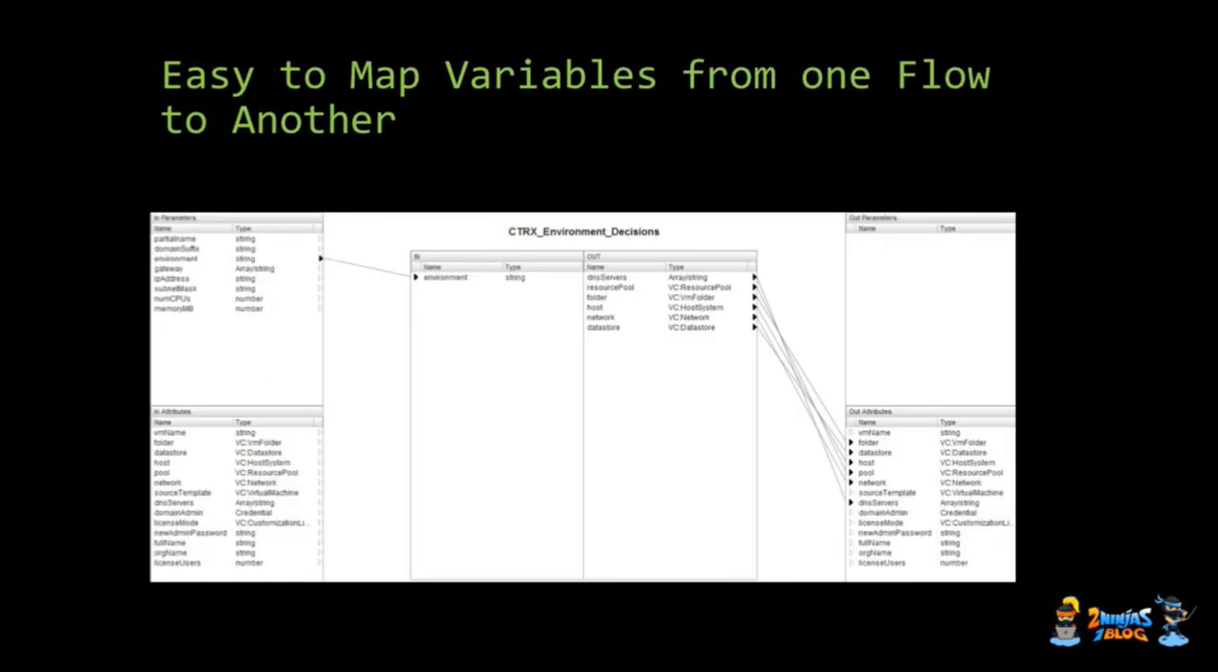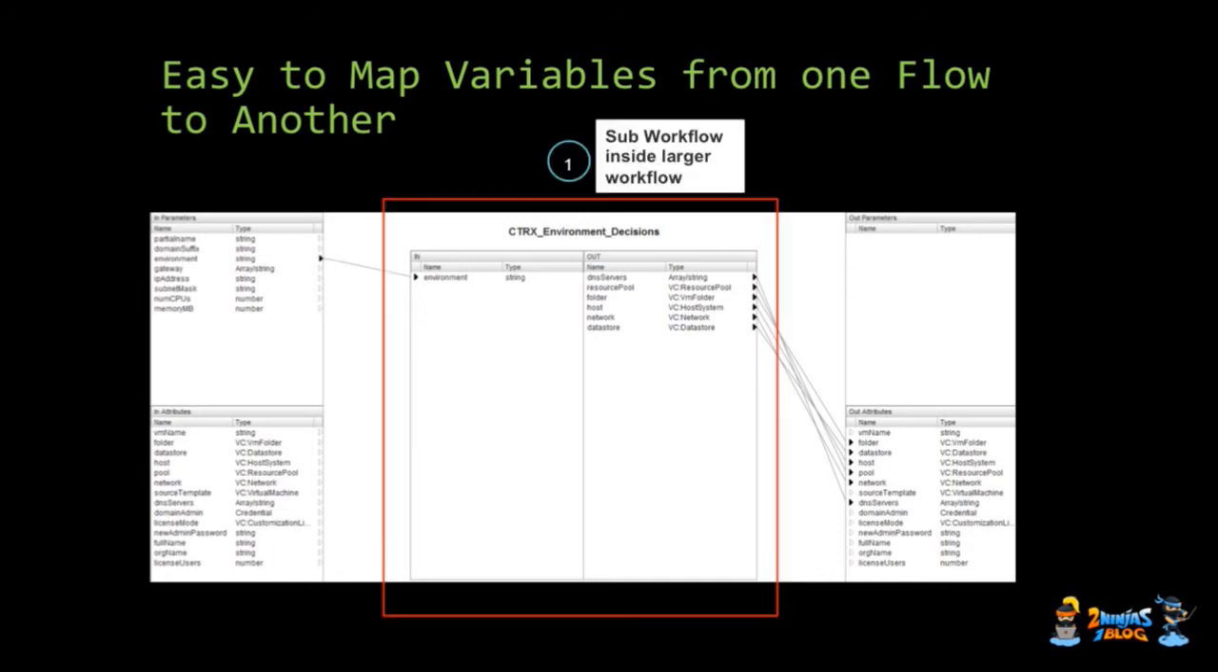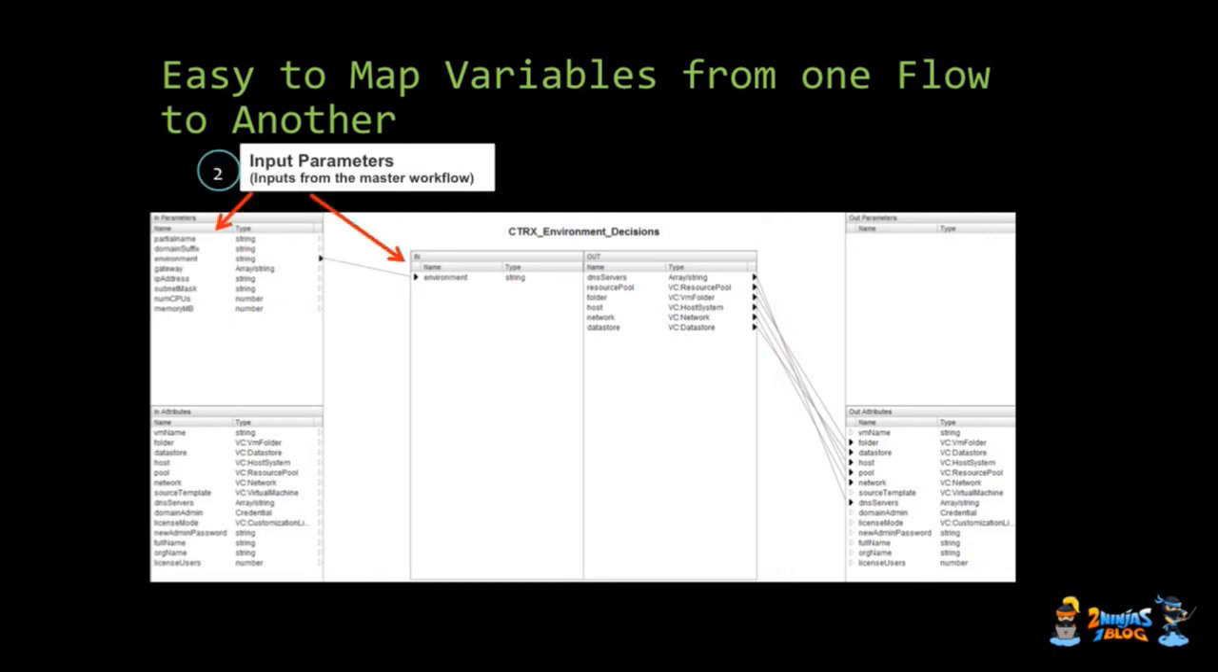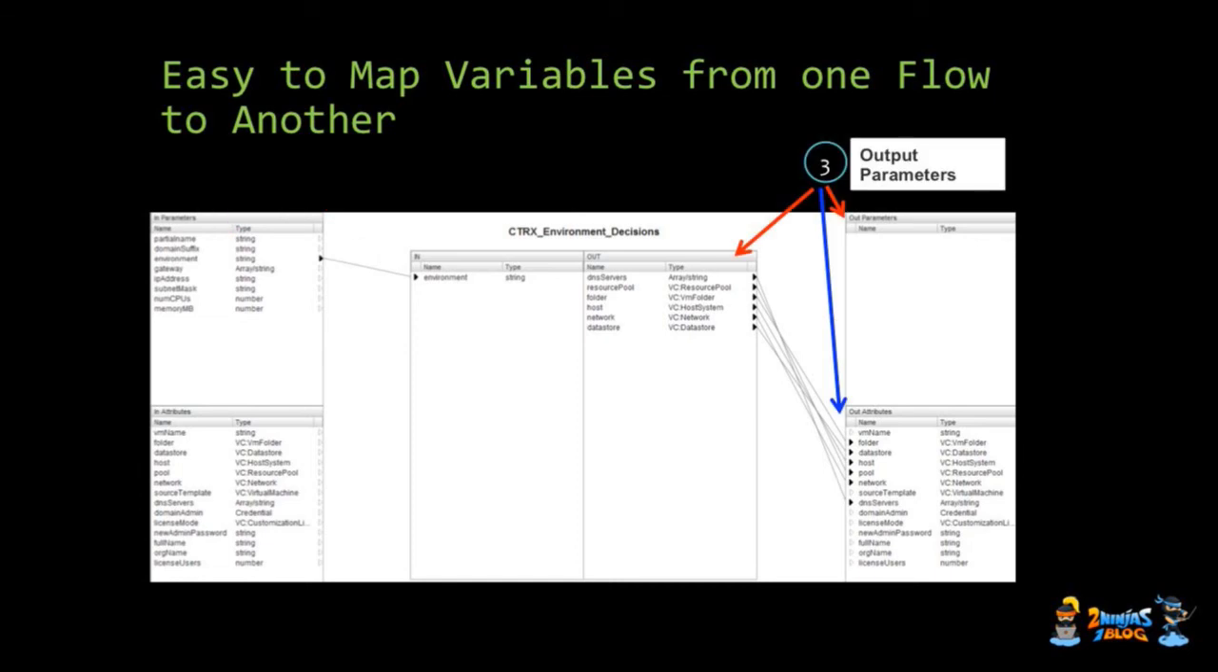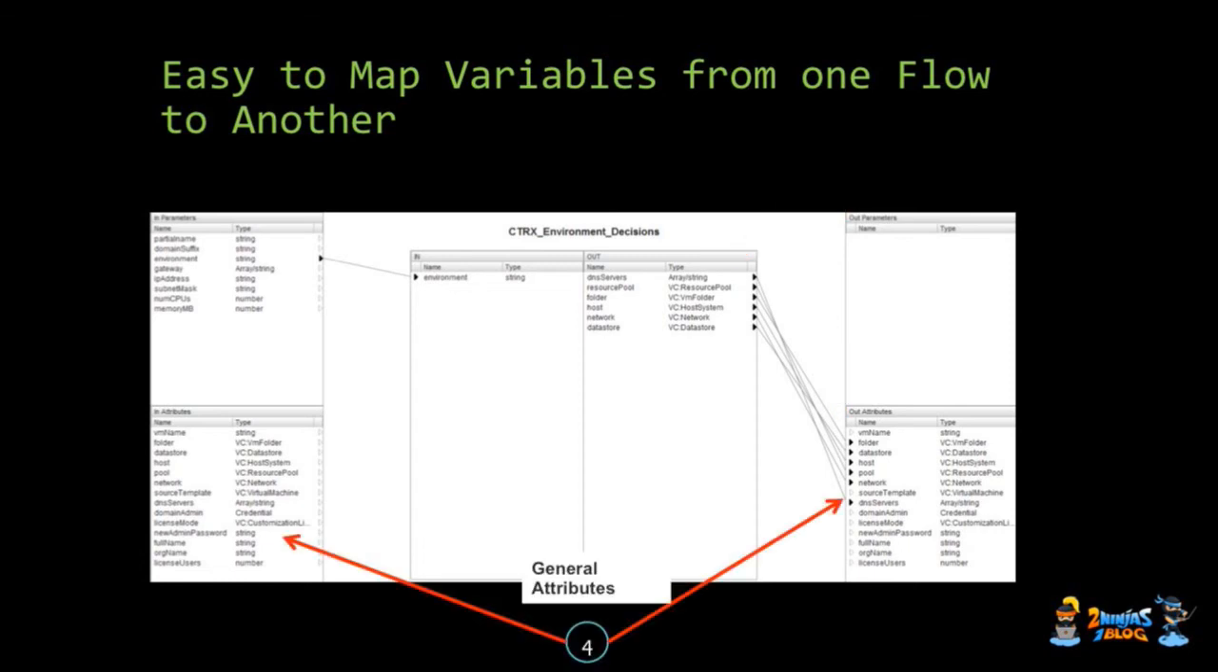So this is the visual binding within a workflow, the master workflow. This is the sub workflow inside the larger workflow. You'll see that the input parameters are mapping to the sub workflow input parameters, so you're feeding in from the master workflow into your sub workflow. And then you're also outputting from your sub workflow to the master workflow, so you can reuse that information again. And then on the bottom you see the general attributes. These are local to the master workflow and are reusable again.